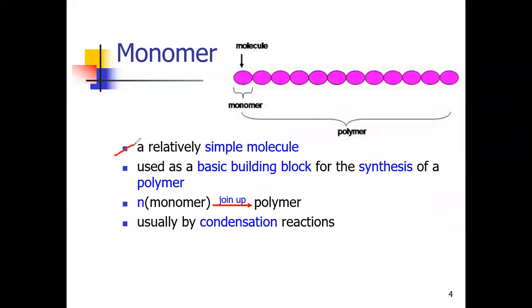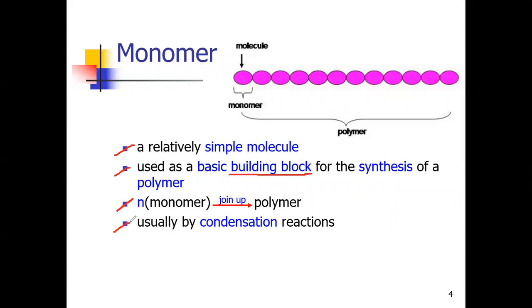Now, the term monomer. Monomer is a relatively simple molecule which is used as the building block for the synthesis of polymer. That means the building block is just like the little bricks that we use to make the wall. So the simplest unit to make the polymer is the monomer. We join n number of monomers together to form the polymer.